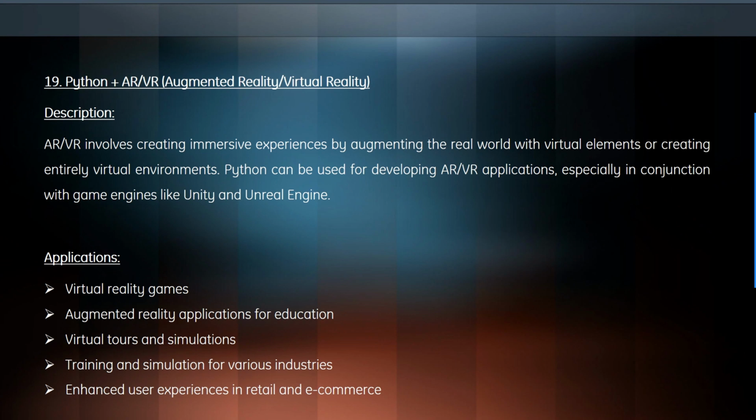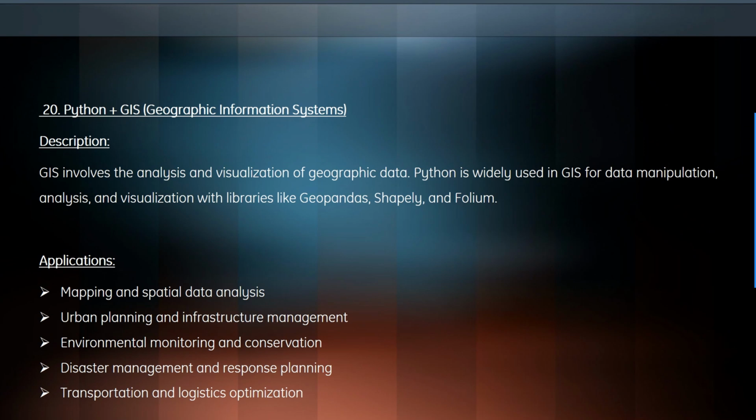I want you guys to go and Google about augmented reality. It's a really interesting topic. Now, what are the applications used with these two in combination? We have virtual reality games, augmented reality applications for education. We have virtual tools and simulations, training simulations for various industries, and enhanced user experiences in retail and e-commerce.